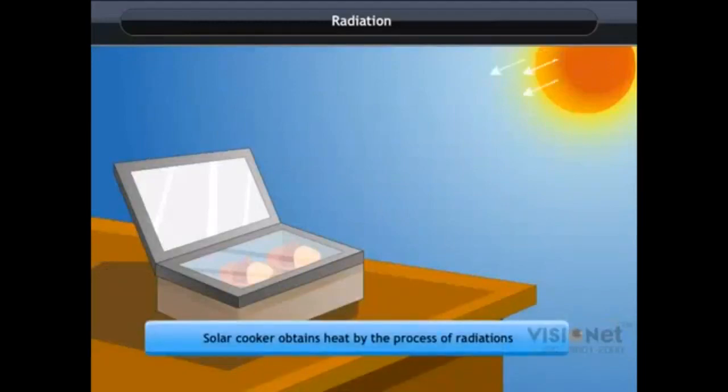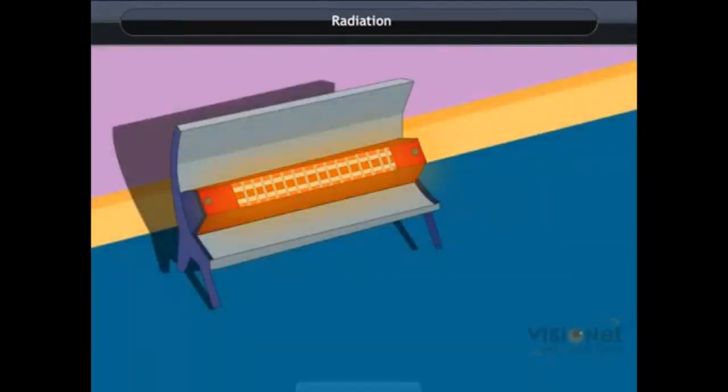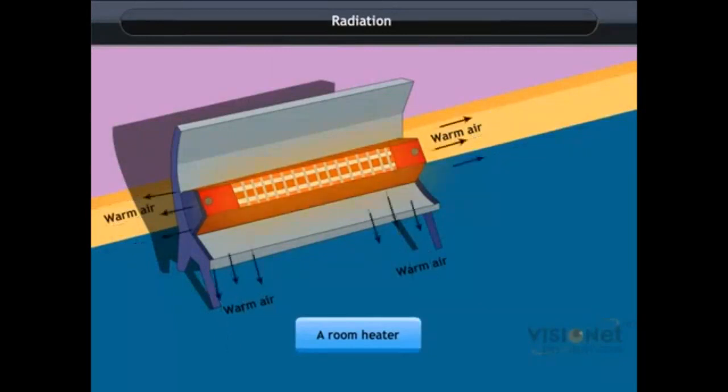A solar cooker also works because of the heat energy obtained from the Sun by the process of radiation. A room heater heats up the room because of both radiation and convection.